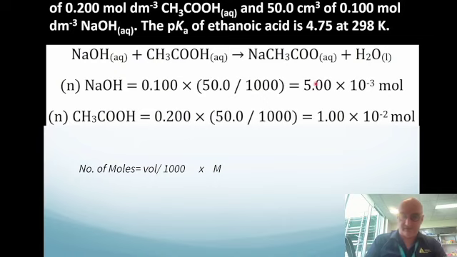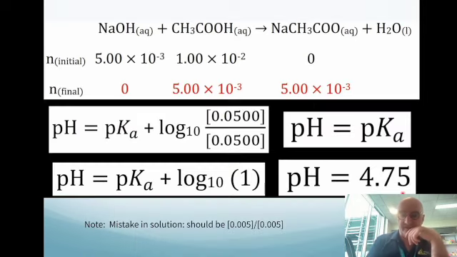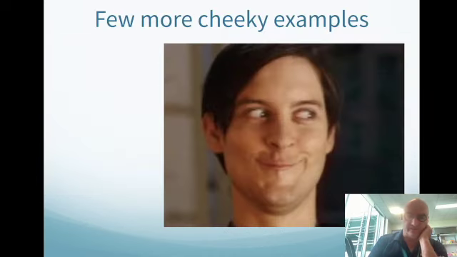1:1 reacting ratio. The moles of sodium hydroxide 5 by 10 to the minus 3. The moles of ethanoic acid 1 by 10 to the minus 2. The moles is volume divided by 1,000 times M. So the final concentrations, you've got 5 and 1, so you've taken away 5. So very similar to the one at the beginning. So you made 5 by 10 to the minus 3 of the sodium ethanoate. So therefore the sodium hydroxide is the limiting reagent. Plug the numbers in. Henderson-Hasselbalch. pH is 4.75. The mistake in the solution, it should be 0.05, not 0.5 in the displayed calculation.